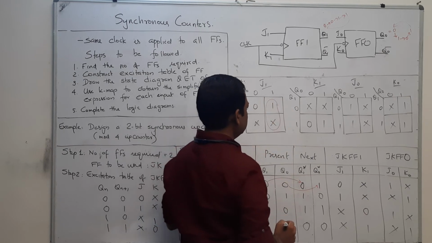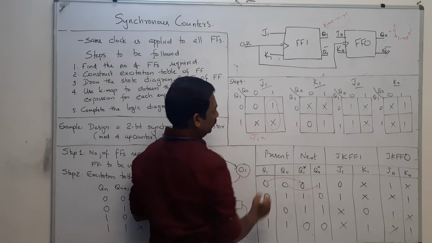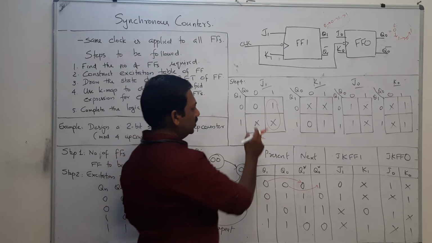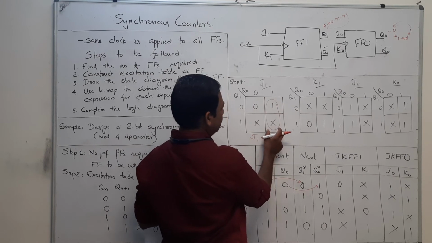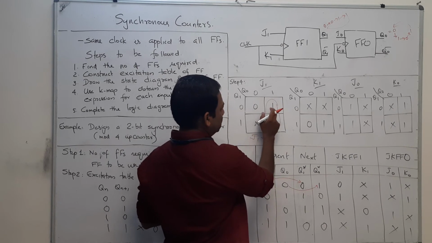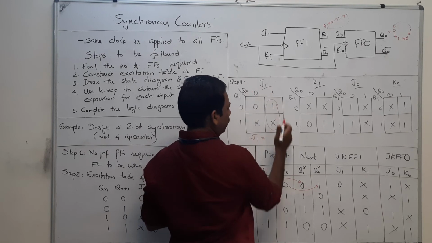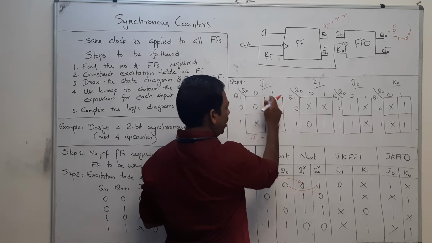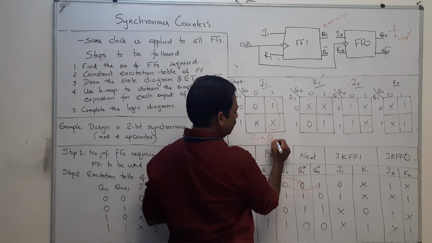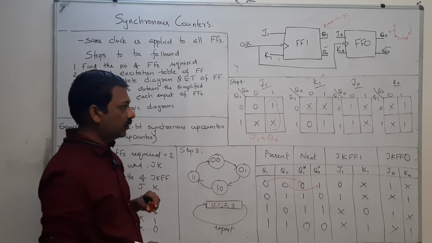Then what is this? J1 is equal to, that means this has gone. That means Q1 is gone, since this is Q1. Q0 remains. That means this is the column representing Q0, and that is why J1 is equal to Q0. Okay, J1 is equal to Q0.